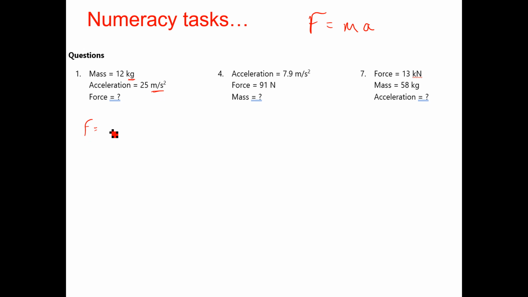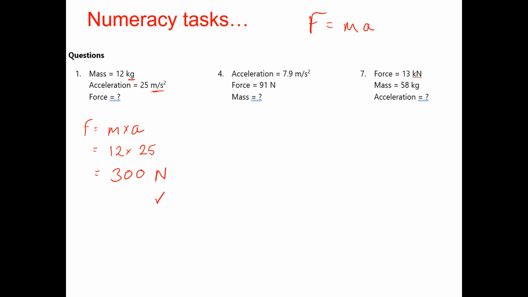So F equals m times a. Force is mass times acceleration. The force, therefore, is simply 12 multiplied by 25. The number comes out as 300. And we recall that any force is measured in the units of newtons. So there's our first answer.